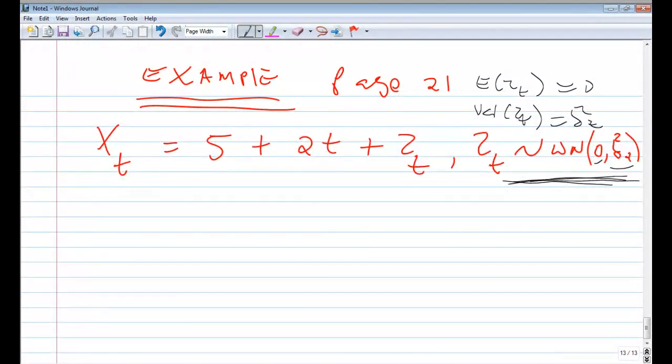Simple as that. So what do we want to do here? We just want to check if this process is stationary. Or we want to check if this process is a weakly stationary process or covariance stationary process.